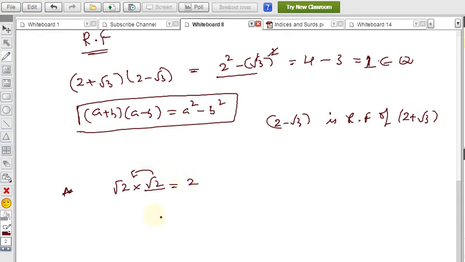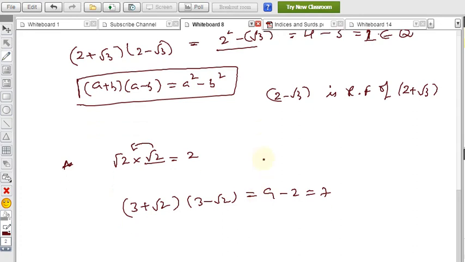Okay, 3 plus root 2, and the rationalizing factor is 3 minus root 2. So if you multiply both, again you'll get 9 minus 2, you get 7, because 3 square minus root 2 square. So we have the rationalizing factor. If any surd is given, we can write the rationalizing factor.